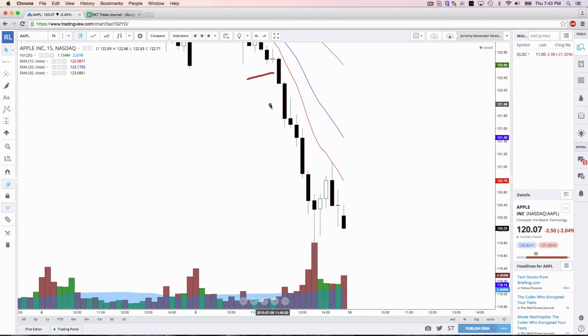Look at this. 1, 2, 3, 4, 5, 6, 7. See how far the 10 EMA is on the 15-minute chart? Do not short right here. If you can see the 10 EMA is very, very far away, I'm talking on both the 5-minute and the 15-minute, that 10 EMA needs to be close to the price action before you take a trade. If it's really far away, just let it run, let it move, let it do its thing.